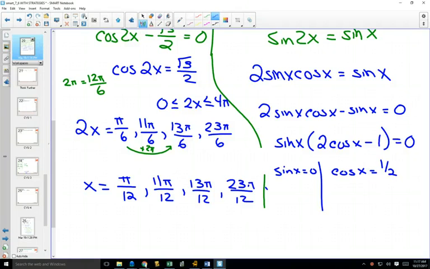When is sine x equal to 0? When x is 0, pi, and 2 pi. When is cos x equal to a half? Pi over 3 family, quadrant 1 and quadrant 4.